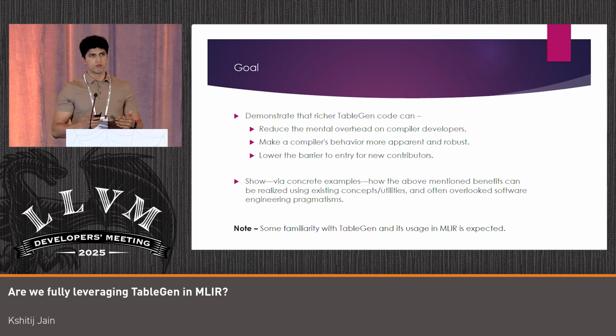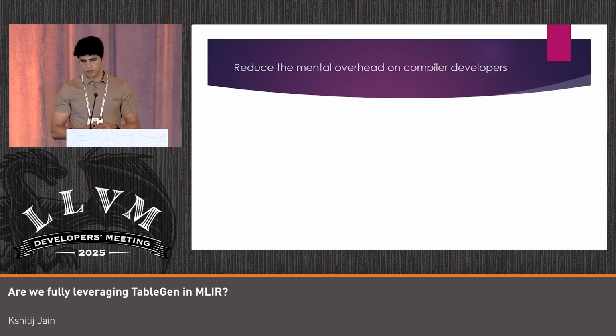But through this talk, I want to demonstrate that richer TableGen code can have the following benefits. One, it can reduce the mental overhead on compiler developers. Two, it can make a compiler's behavior more apparent and robust. And three, it can lower the barrier to entry for new contributors. Via concrete examples, I also want to show how these above-mentioned benefits can be realized using existing upstream TableGen utilities and some common but often overlooked software engineering pragmatisms. So with that, let's move on to our first benefit.